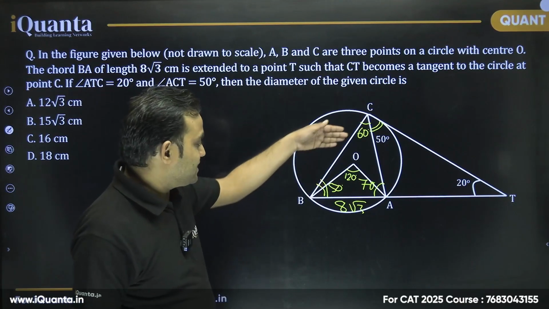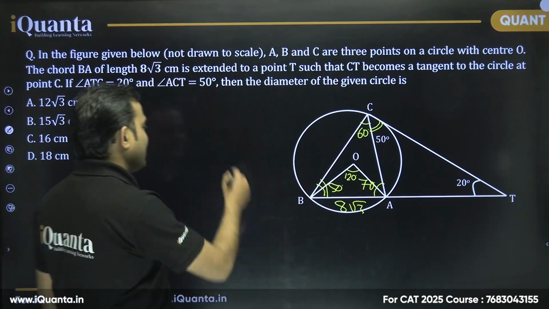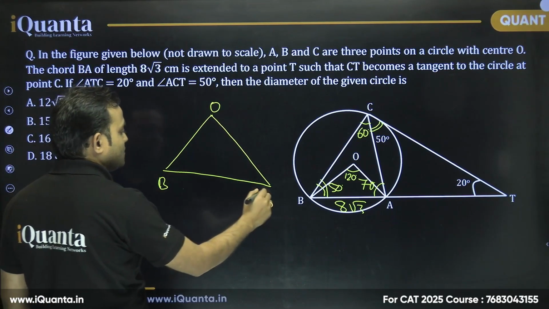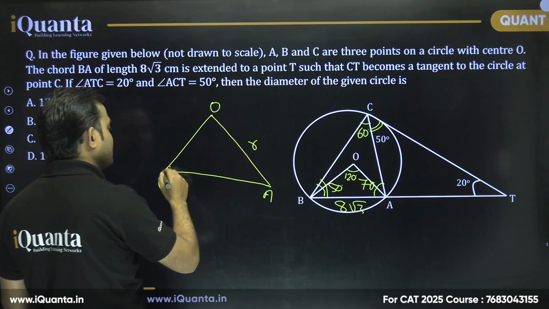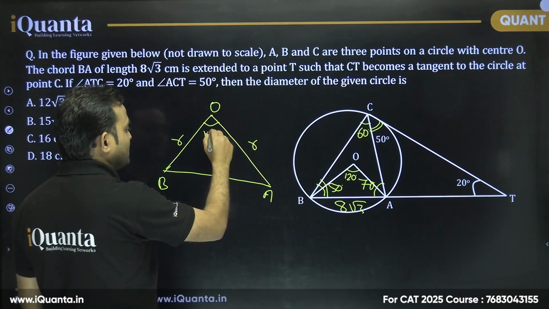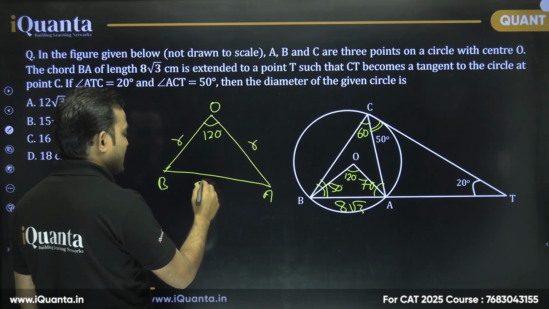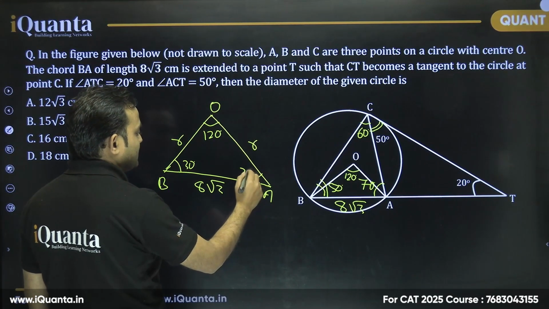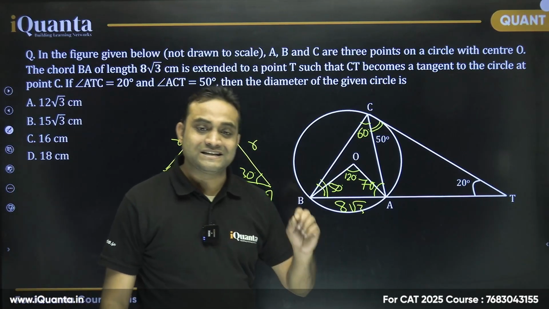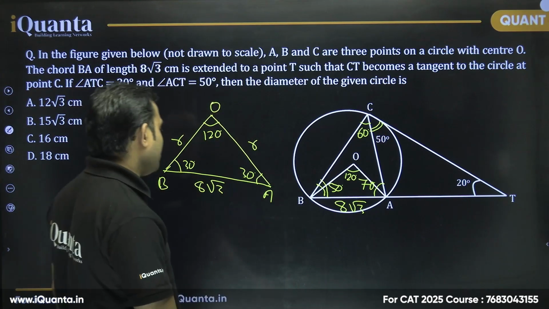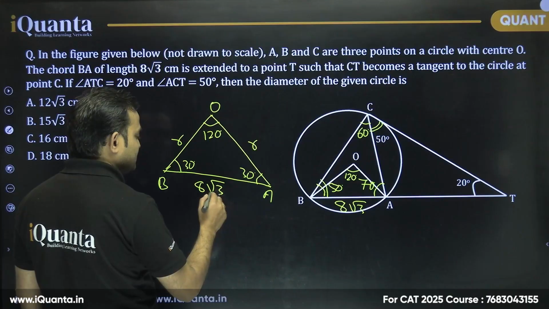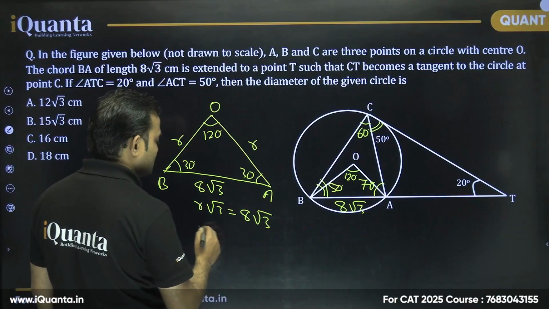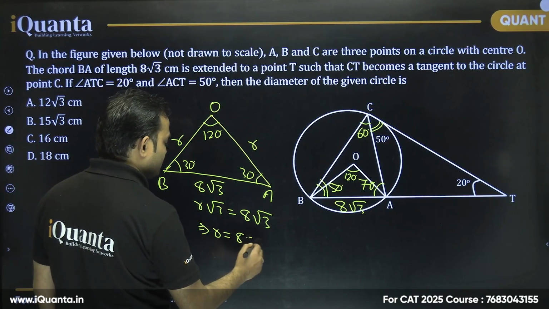Now think about this triangle OBA. In triangle OBA, we can say that this is radius R, this is also radius R, this angle is 120 degree, and this side AB is 8 root 3. These two angles must be 30 degree and equal. Can I say in a 120, 30, 30 degree triangle, the property is if this length is R, this length is R, this length must be R root 3. We can say R root 3 is equal to 8 root 3, or radius R is equal to 8 centimeter.